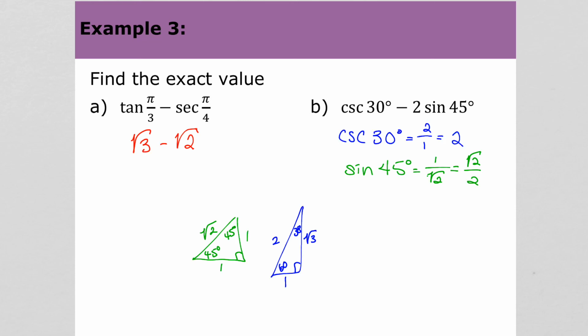So now we can find the cosecant of 30 minus 2 times the sine of 45. Because the cosecant of 30 is 2, and the sine of 45 is the square root of 2 over 2. Here, the 2's will go away, and we end up with 2 minus square root of 2. And again, that's as far as we can go.